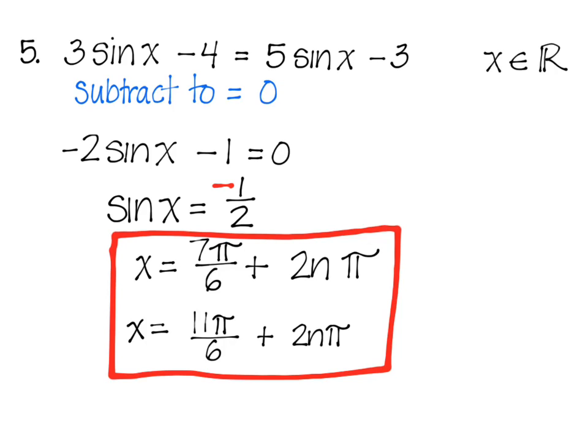But remember, since this time, you look at the solution, they needed to be all real numbers, so therefore you have to leave this any multiple of 2 pi after each one of them.